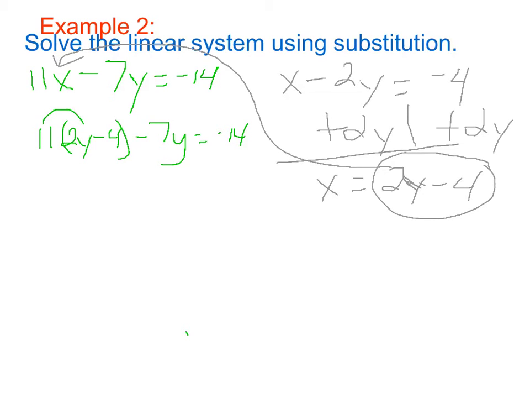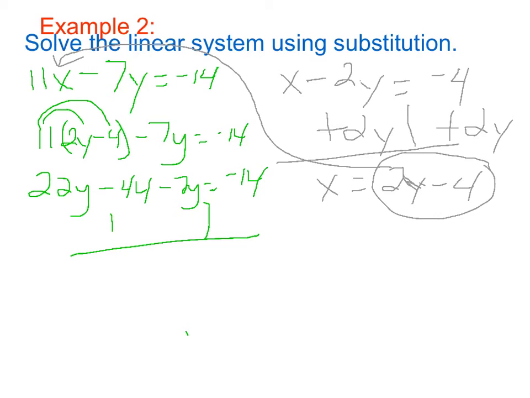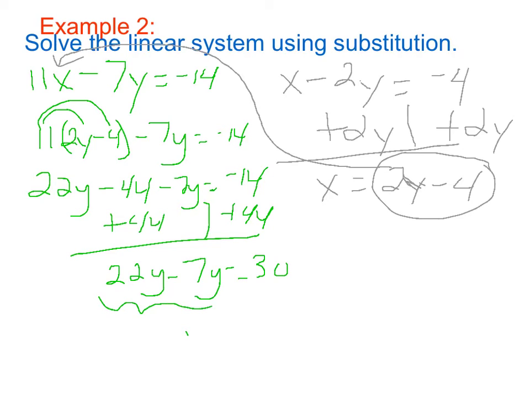So then I've got to distribute 11 times 2y is 22y. 11 times negative 4 is negative 44. Everything else stays the same. Going to add 44 to both sides. When I do that, we get 22y minus 7y equals 30. Combining like terms gets me 15y equal to 30. So y's got to equal 2.